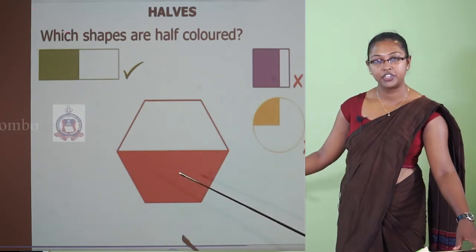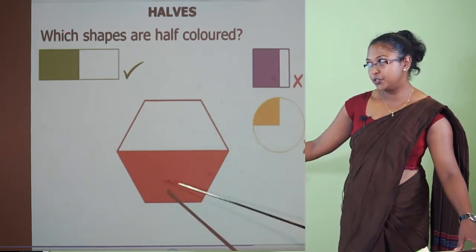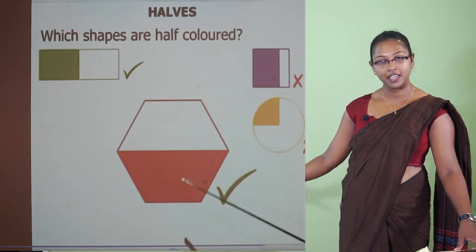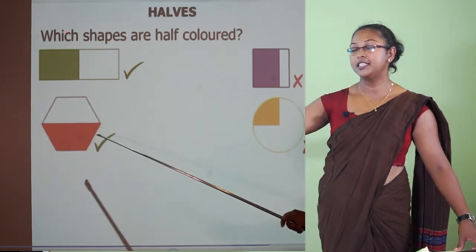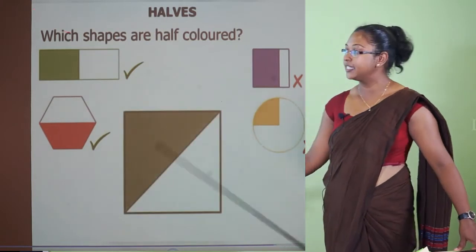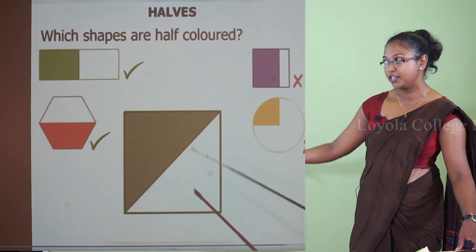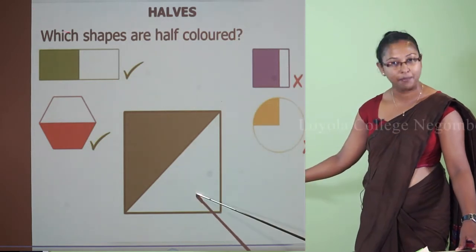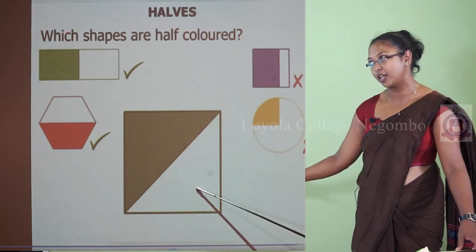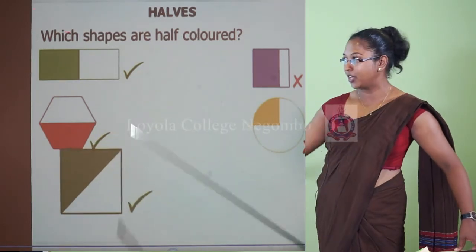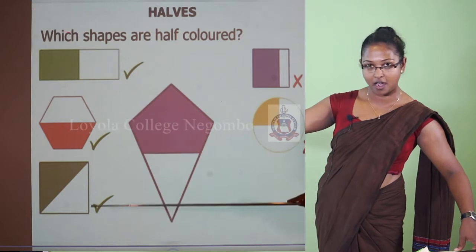Okay, here's another shape for you. Are the 2 parts equal, Pute? Yes, these 2 parts are equal. So these are halves. Let's see. Another square and it's also been divided into 2 equal parts. The parts are equal, so we call these halves. Very good. Now you know how to identify halves.